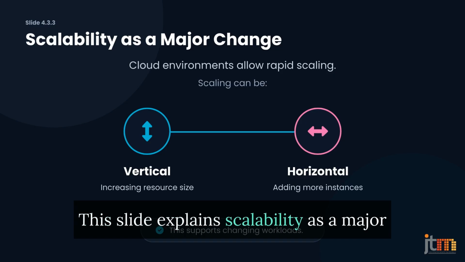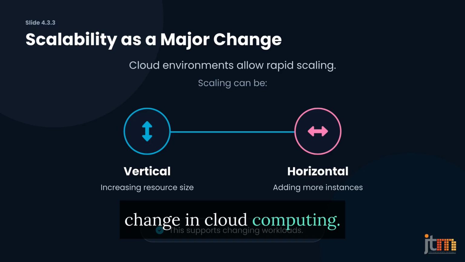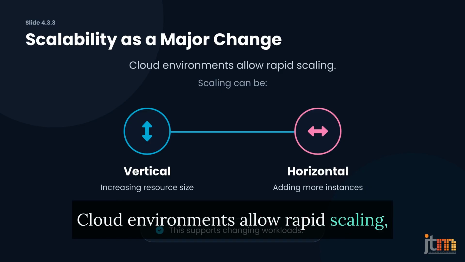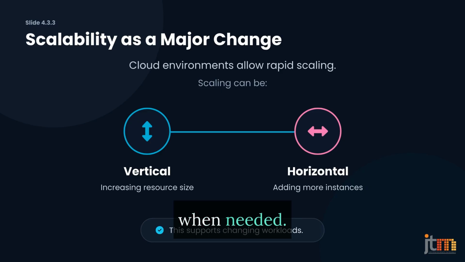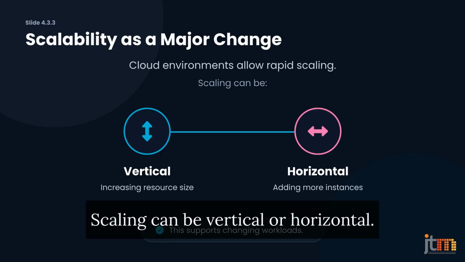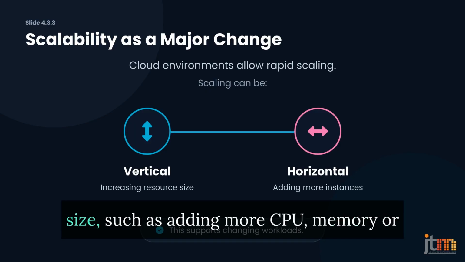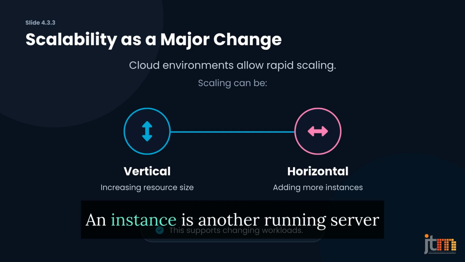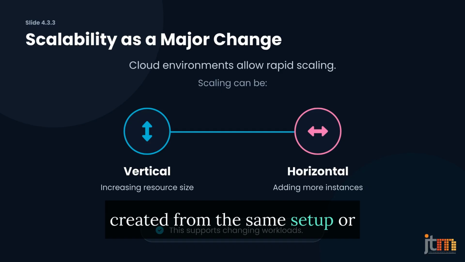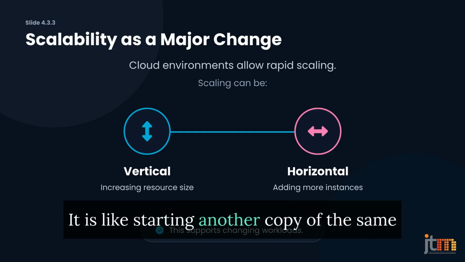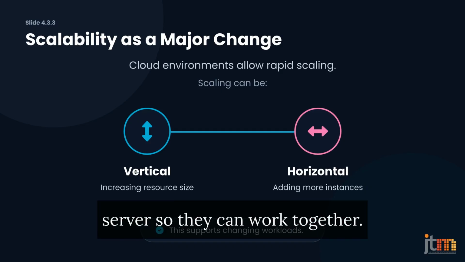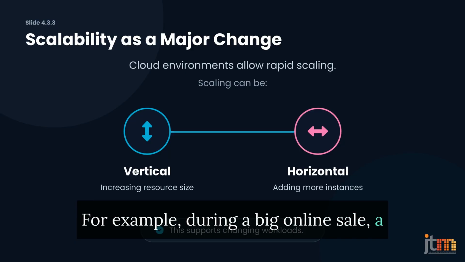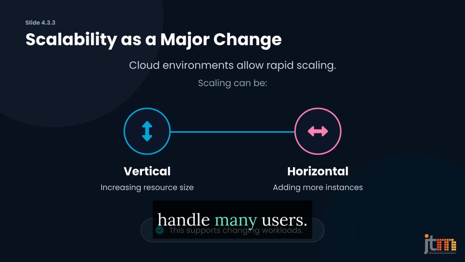This slide explains scalability as a major change in cloud computing. Cloud environments allow rapid scaling, meaning resources can increase quickly when needed. Scaling can be vertical or horizontal. Vertical scaling means increasing resource size, such as adding more CPU, memory, or storage to one server. Horizontal scaling means adding more instances. An instance is another running server created from the same setup or configuration. It is like starting another copy of the same server so they can work together. For example, during a big online sale, a website can create several more servers to handle many users. This helps cloud systems support changing workloads.